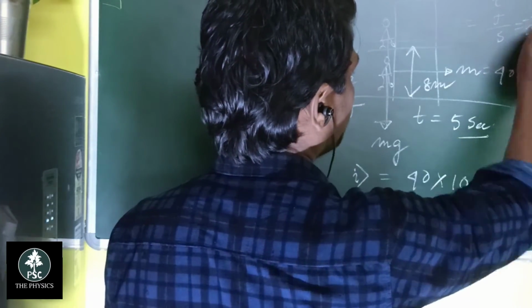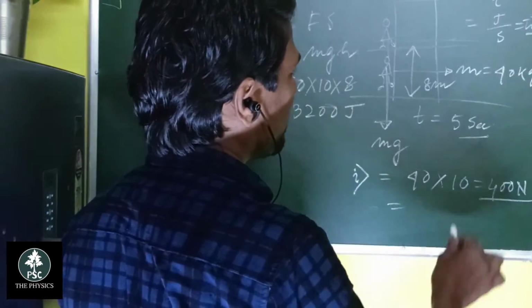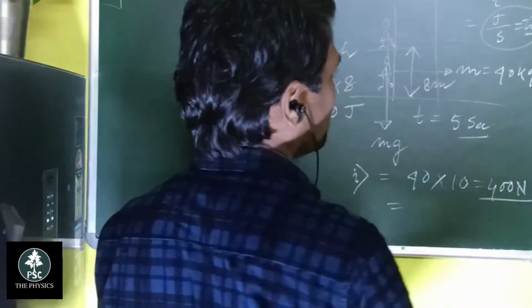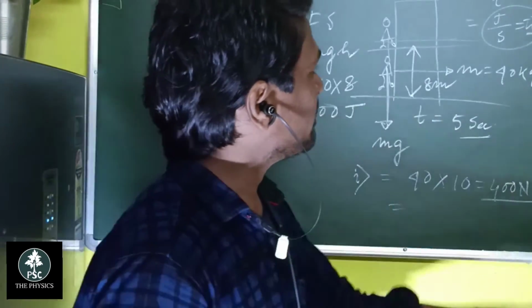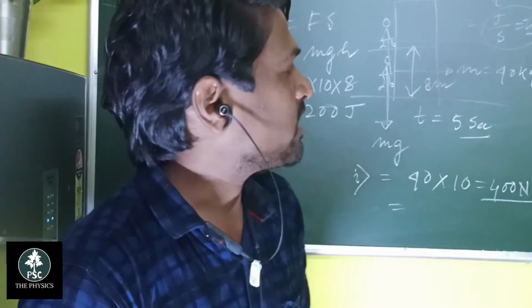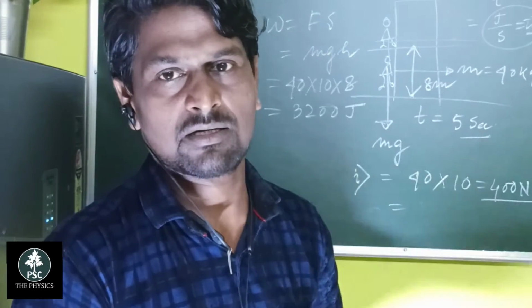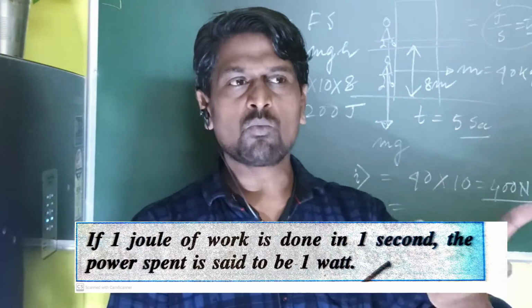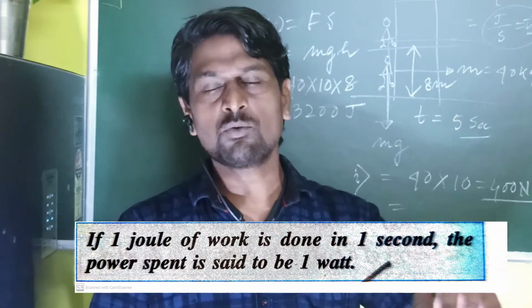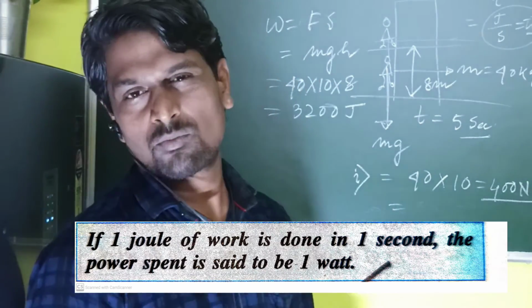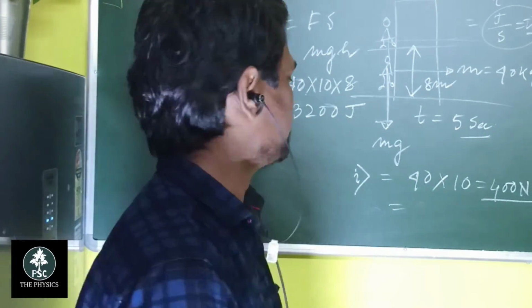You can write it as capital W, that is watt. So 1 watt of work is done. The power of the boy is 1 watt when he does work of 1 joule in 1 second. So if a boy can do 1 joule of work in 1 second, then we can say that the power of the boy is 1 watt.